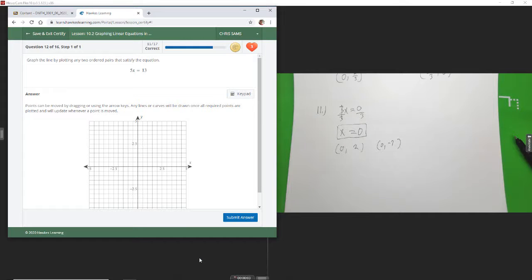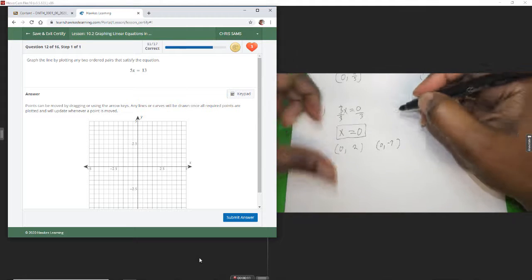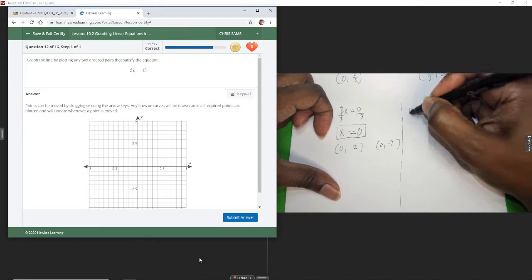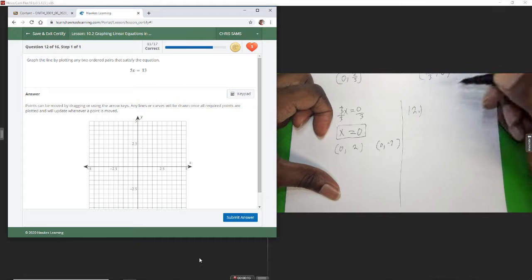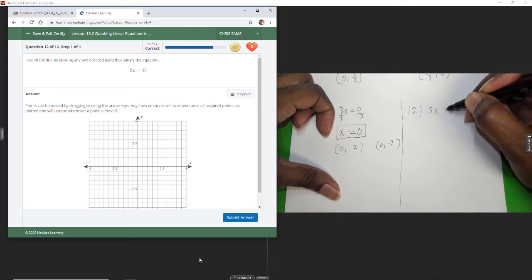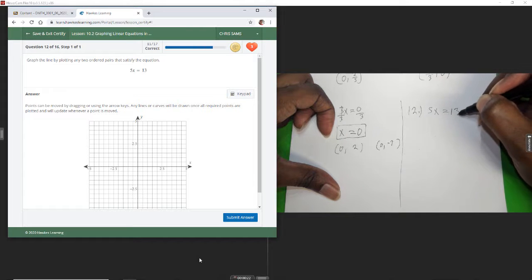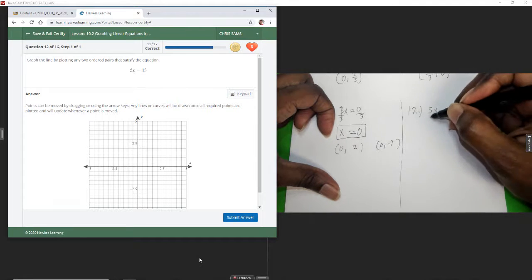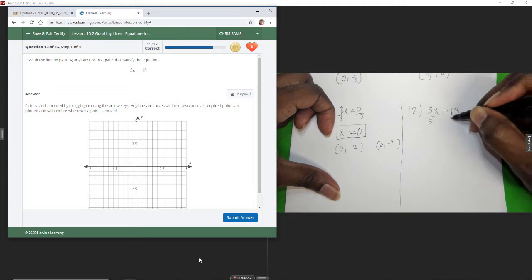All right, number 12, we're going to graph this line by plotting any two ordered pairs. And again, we're given only x in this equation. So first I'm going to solve for x. So we have 5x equals 13. I'm going to divide both sides by 5.